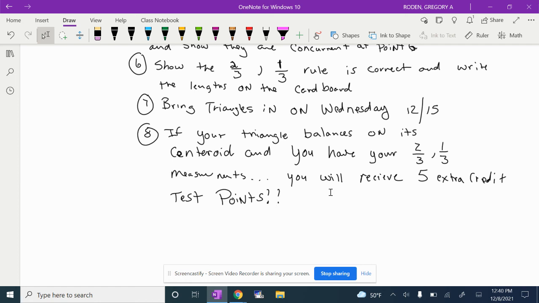And those are test points, not homework points. So that could be like you got a 35 out of 30 on your test. It will add 5 points to your last test. If you want to do that, it's a great way to add some more points onto your test, and that will be on your second quarter report card.